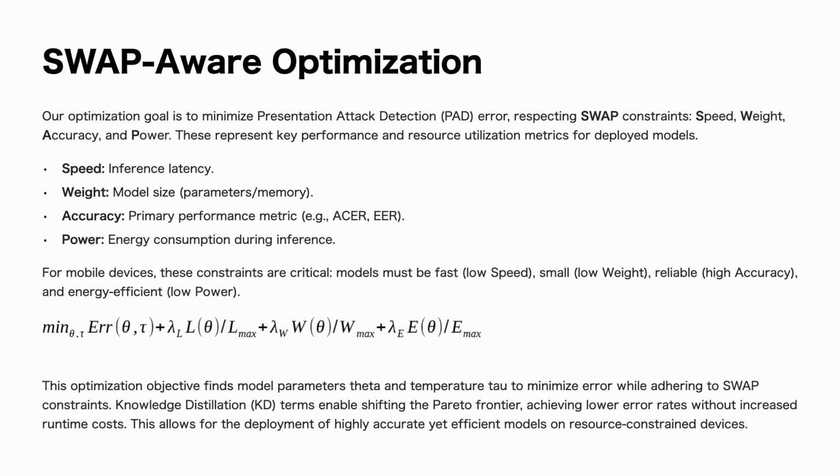relates to primary performance metrics, which are ACER and EER in face anti-spoofing. And power consumption actually is energy consumption during inference. So for mobile devices, these constraints are critical. Models must be fast, small, reliable, and energy efficient. This optimization objective finds model parameters theta and temperature tau to minimize error while adhering to the SWaP constraints. Knowledge distillation terms enable shifting the Pareto frontier, achieving lower error rates without increased runtime costs. This allows for the deployment of highly accurate yet efficient models on resource-constrained devices.